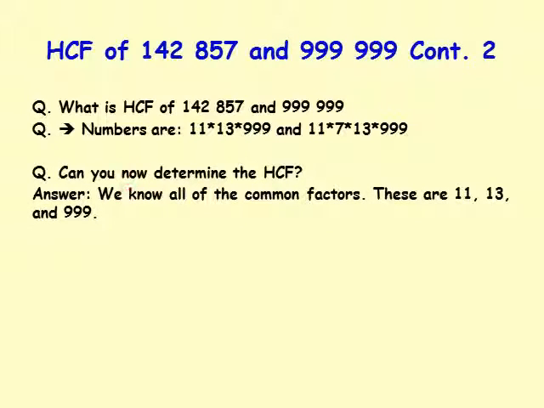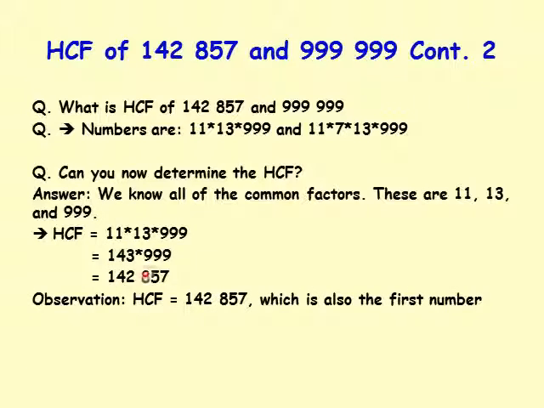We know all the common factors, which are 11, 13, and 999. Okay. Then the HCF is 11 times 13 times 999, which is 143 times 999, and which is 142857. That's the first number we had. So the HCF is 142857, which is also the first number.